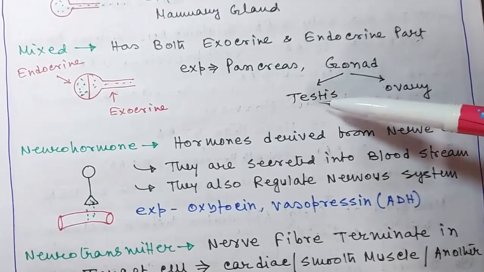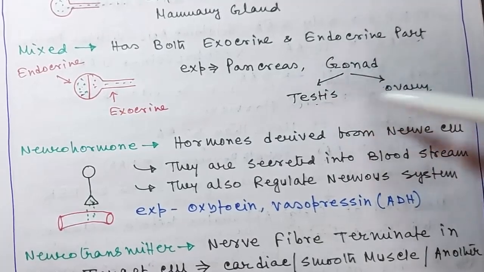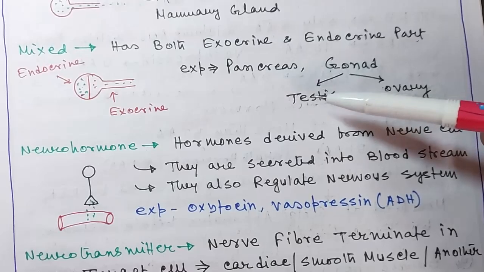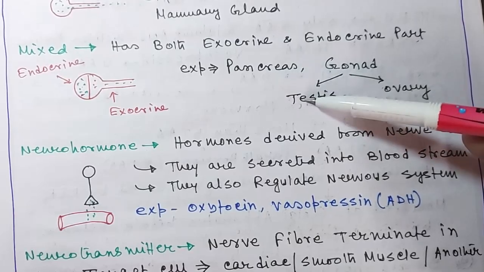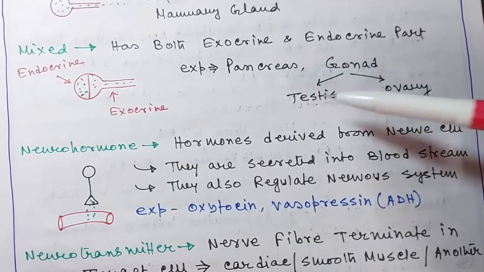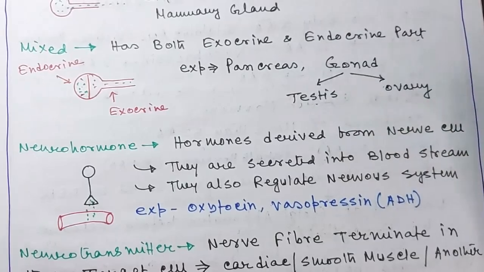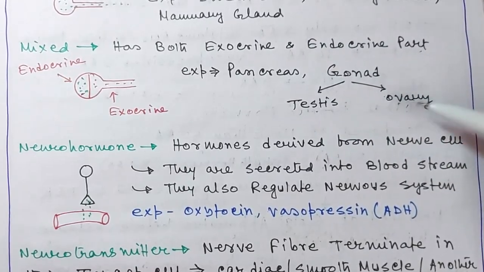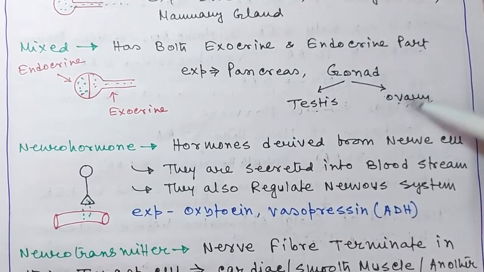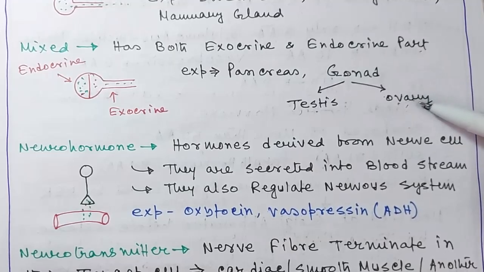And also the gonads, that is testis and ovary, are excellent examples of mixed glands. The testis produces spermatozoa, and this function is the exocrine function. And the endocrine function of testis is secretion of the male sex hormone, that is testosterone. And the ovary secretes the ovum during the 14th day of the menstrual cycle, and this is the exocrine function of ovary. And also the ovary secretes two most important hormones, estrogen and progesterone. These are the two female hormones, and the secretion of these two female hormones is the endocrine function of ovary.